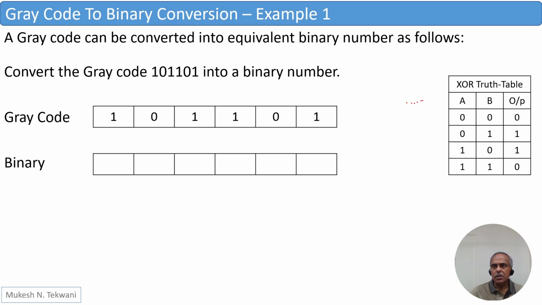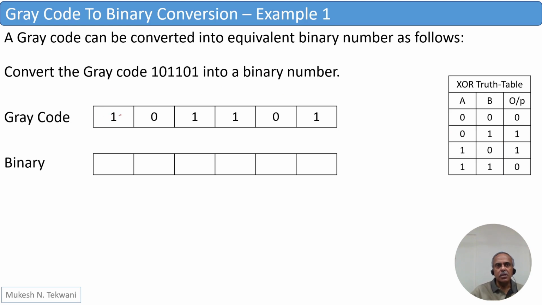Before we start this, we'll again keep our XOR truth table in front. If A and B are the inputs, A XOR B: since both A and B are 0, the output will be 0. A 0, B 1, XOR value is 1. When A is 1, B is 0, the XOR value is 1. And when A and B both are identical, the output is 0. So from this truth table, we can observe that when A and B are the same, the output is 0, and when A and B are different values, the output is 1. Now we'll use this to find the equivalent binary value.